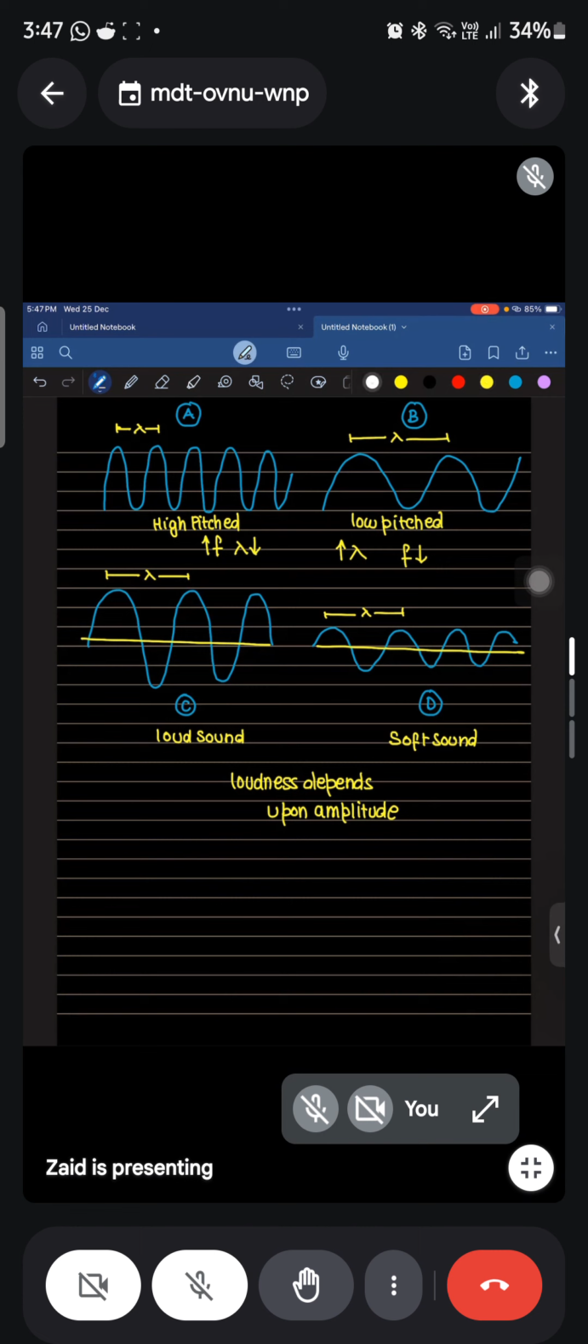In the exam, a very, very important question is how we can find the speed of sound. The equation for the speed of a wave is v equals f times lambda, where v is the wave speed, f is the frequency, and lambda is the wavelength.